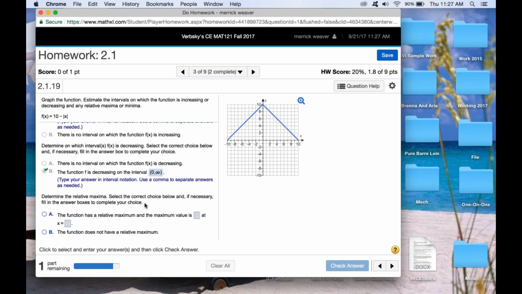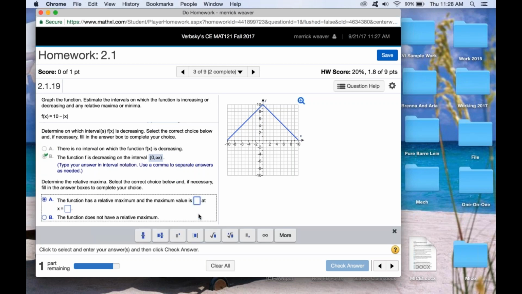So where's the maximum? What is the maximum value of that function? 10, right? Where does it occur? So that's 10. And it occurs when x is where? X is 0. Okay.